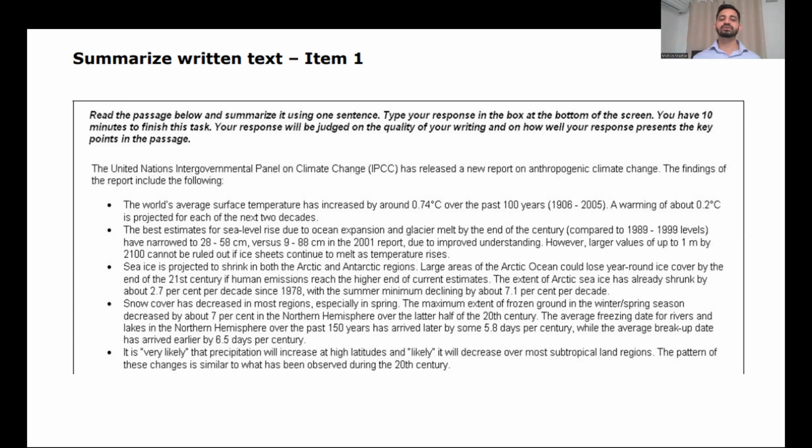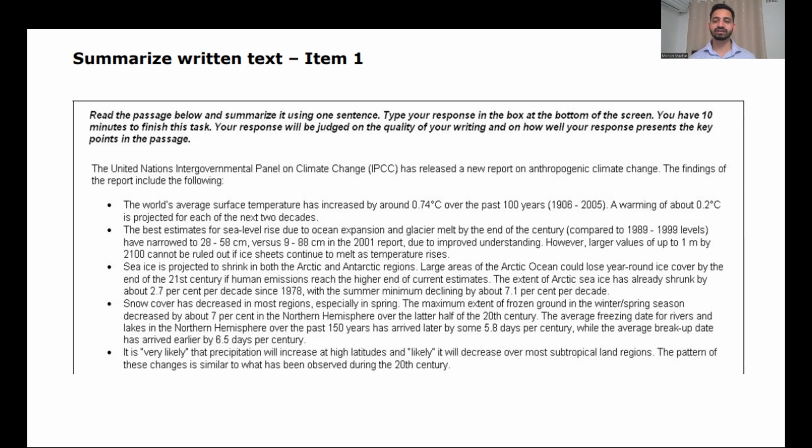So you've got a lot of numbers, a lot happening. All right, this is our first reading, so we'll read more information there, but we'll note down the main ideas of each paragraph. Next, it talks about snow cover has decreased in most regions, especially in spring. The maximum extent of frozen ground in the winter-spring season decreased by about 7% in the Northern Hemisphere over the later half of the 20th century.